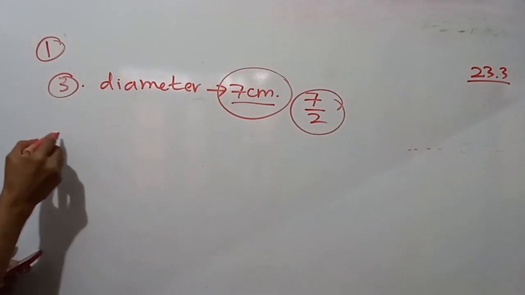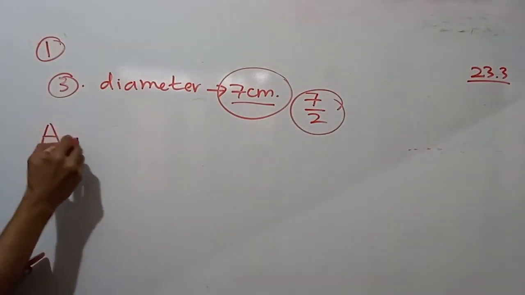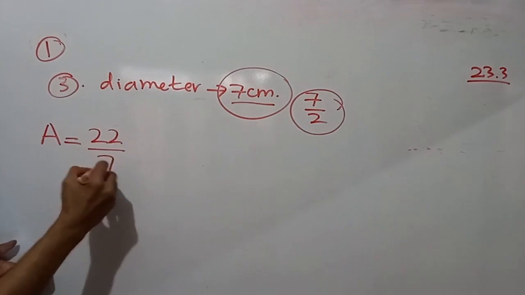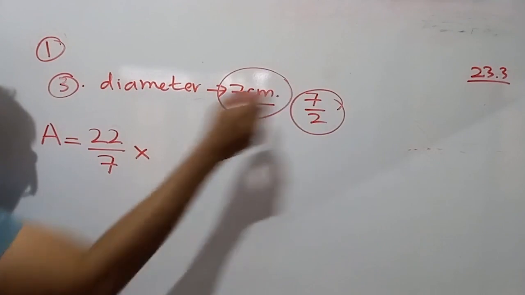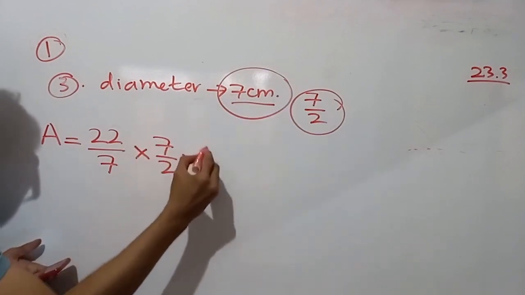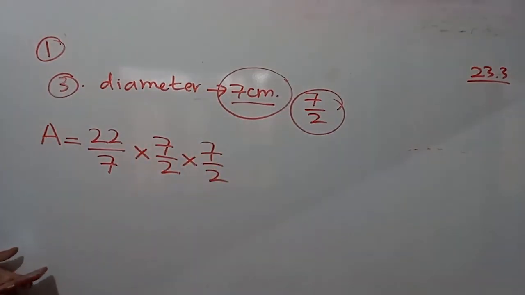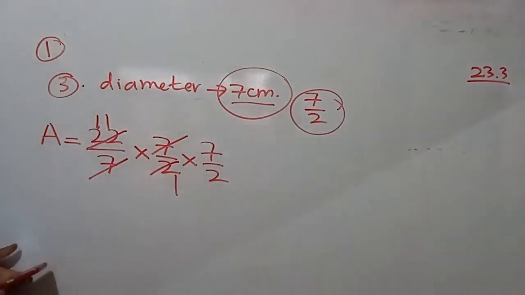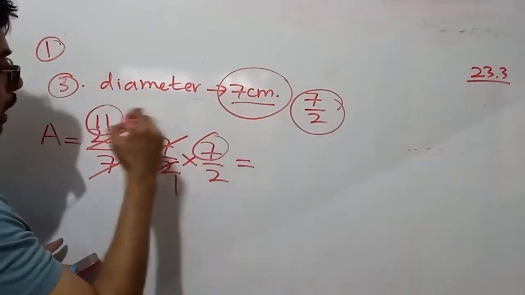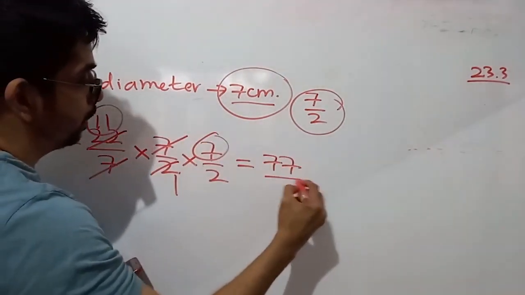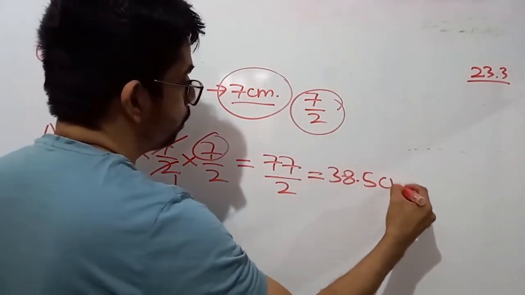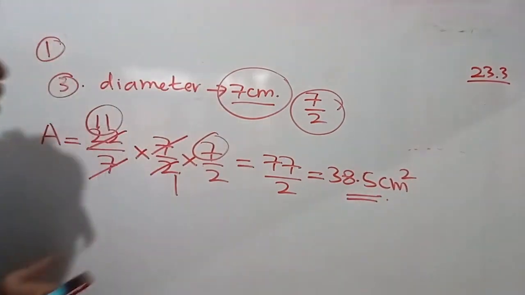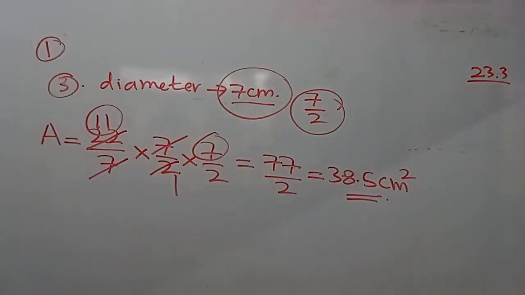Right? So the area will be what? Pi, that is 22 by 7 into 7 by 2 multiplied again by 7 by 2. So we can cancel out the 7. 2 times 1, 2 times 11. So we have 11 times 7, that will be 77 divided by 2. So we have 38.5 square centimeters. So that will be the area.